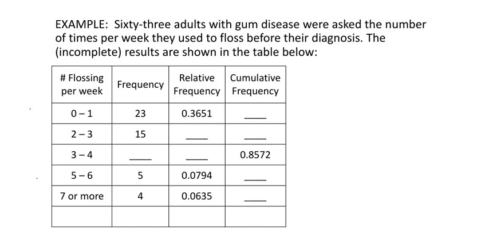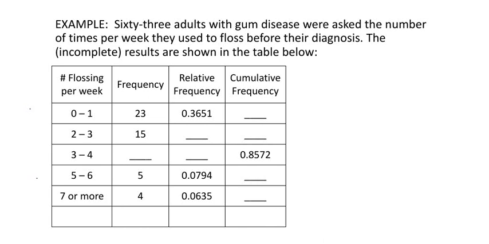In this example, 63 adults with gum disease were asked the number of times per week they used to floss before their diagnosis. The incomplete results are shown in the table below. Our job is to fill in the blanks, and you can see that we have some blanks right here in the frequency column, the relative frequency column, and the cumulative frequency column. So how do we find these results?